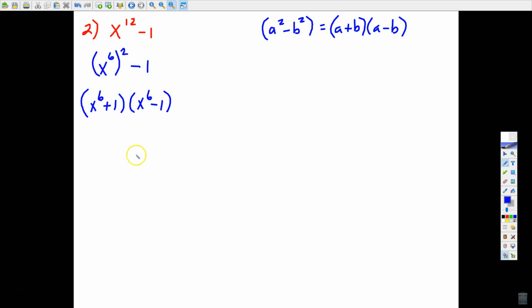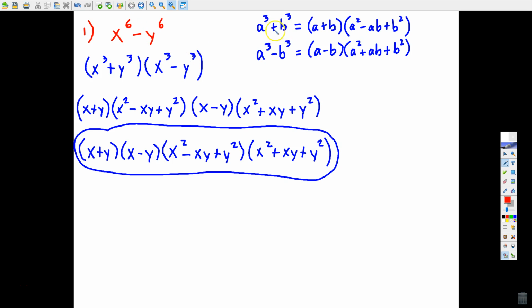Okay, now we're going to try to rewrite this into more familiar terms. If I change x to the 6th into x squared raised to the 3rd power, well, now I'm back to that special factoring that we just talked about using the sum of two cubes. Okay, and again, I'll just review that with you. Here's the sum of two cubes, and here's how it's factored. You probably have that written down.